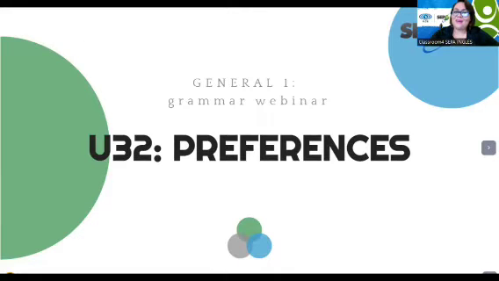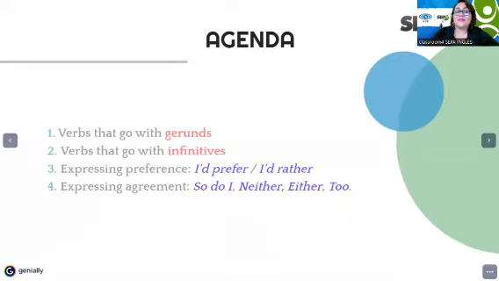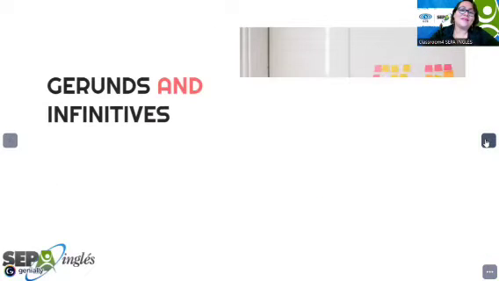Well, we have the unit about preferences, and according to the agenda, we are going to study verbs. In the first part, verbs that go with gerunds and verbs that go with infinitives; then expressing preferences with I'd rather and I'd prefer; and finally expressing agreement with so do I, neither, either, or too.